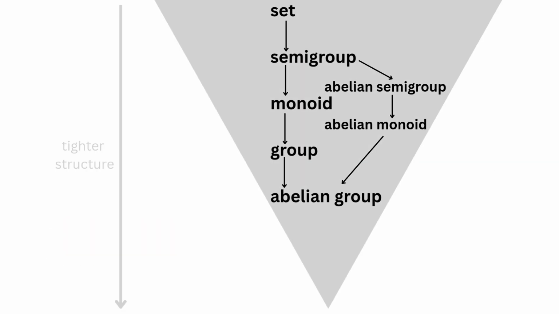Adding properties makes the structure tighter, which I indicated in my diagram with an inverted triangle. A tighter structure implies more relations among the elements. A more loose structure allows more freedom for the elements, but it is also a more boring structure. It is evident that if a theorem is proved for a particular structure, then the theorem remains true for any other structure that has additional properties.